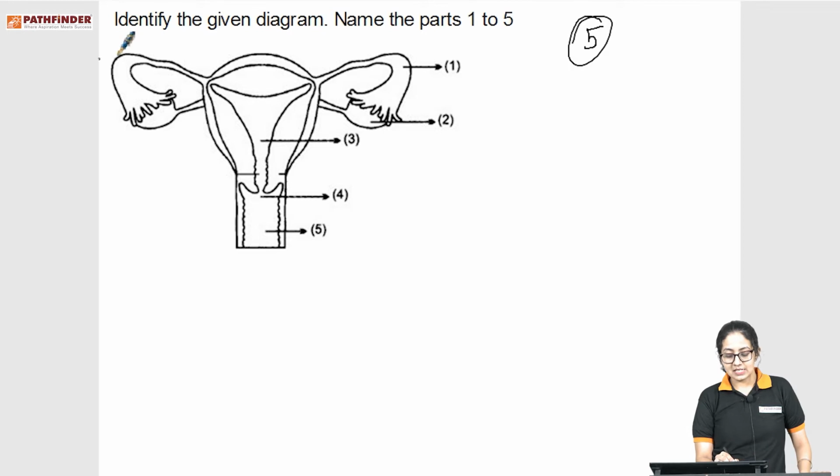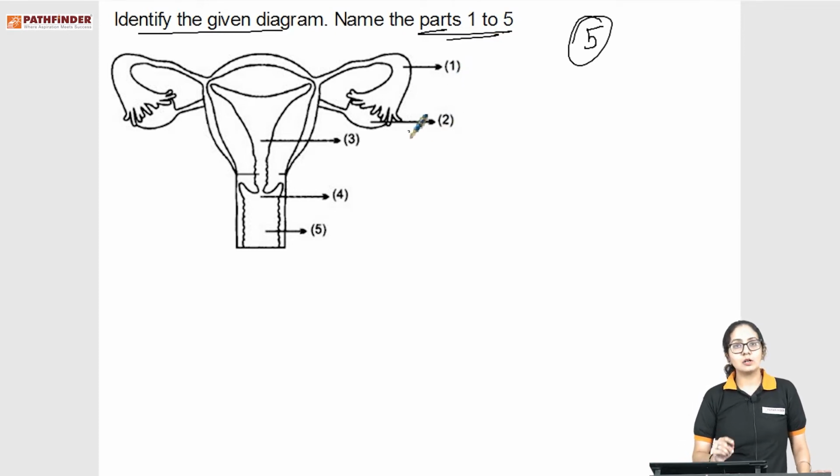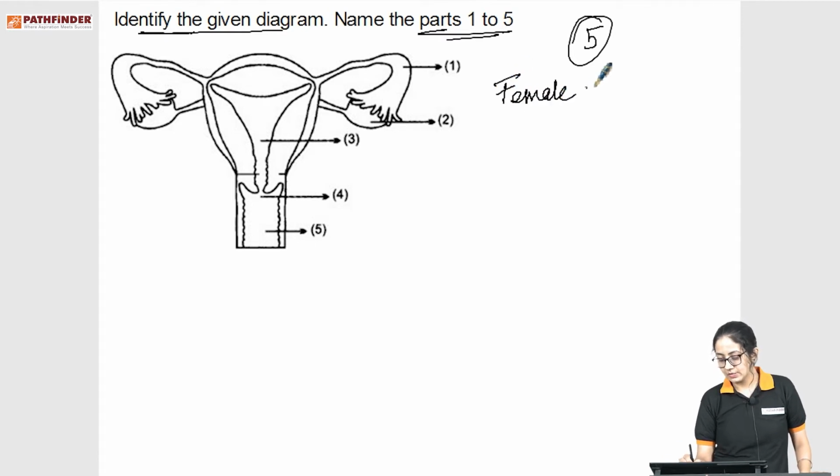Now the question says, identify the given diagram and name the parts 1 to 5. Before going on to writing what is 1, 2, 3, 4 and 5, do not miss the important part of the question that says identify the given diagram. So look at the diagram over here. What do you see it is? It is the female reproductive system, or you can also write the female reproductive tract.